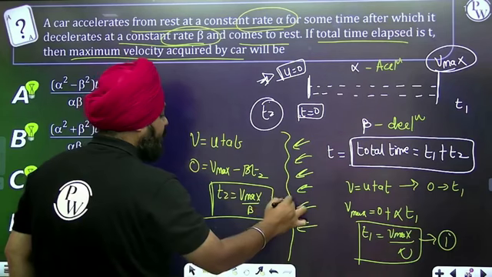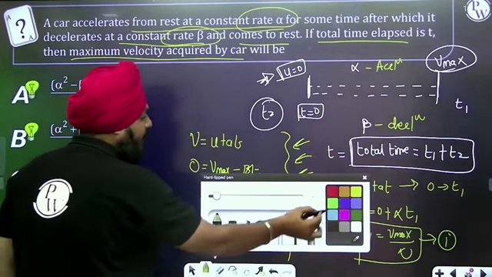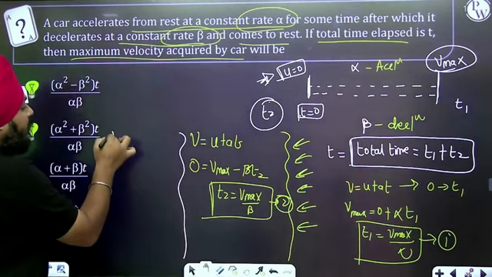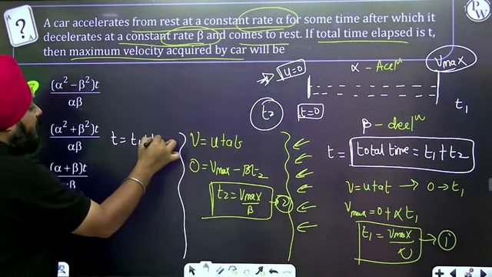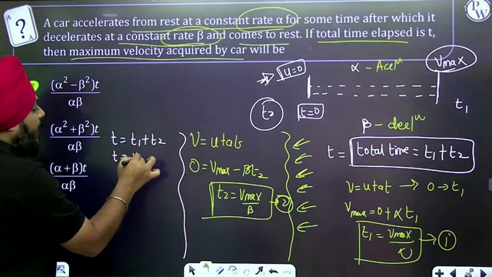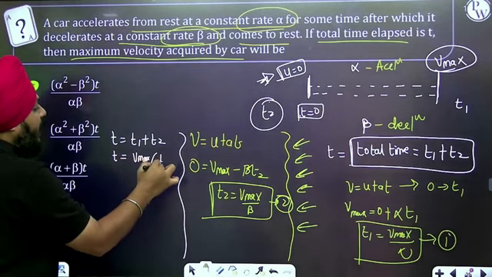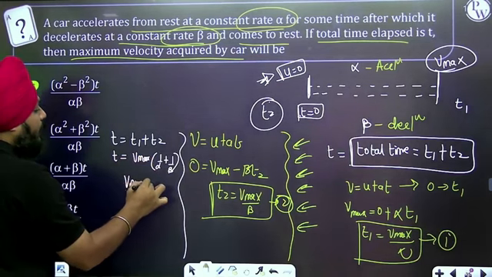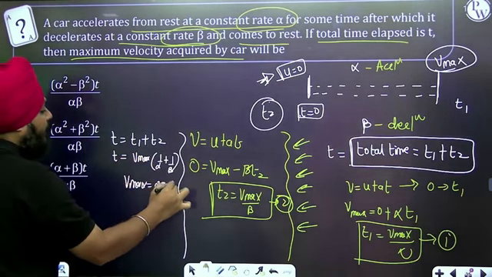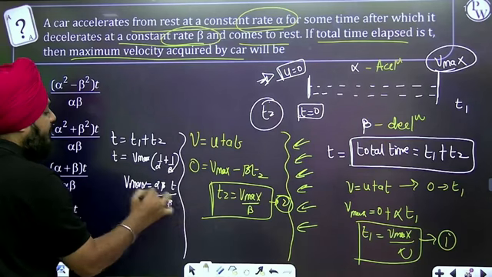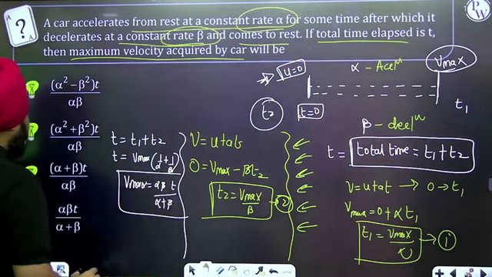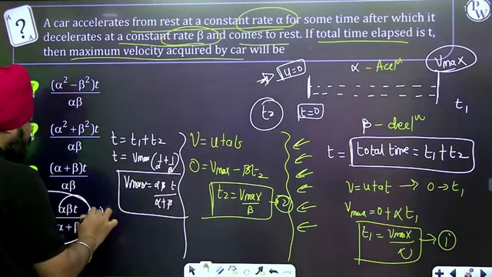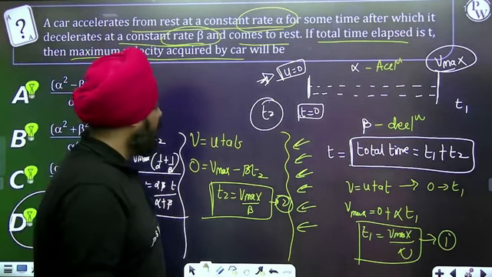Can I consider this as equation number 2? Total time is T. So T is equal to Vmax times (1 by alpha plus 1 by beta). So Vmax you are going to get as alpha beta T divided by alpha plus beta. This is the value of the maximum velocity. D is the perfect answer.